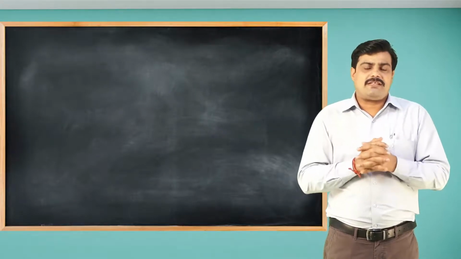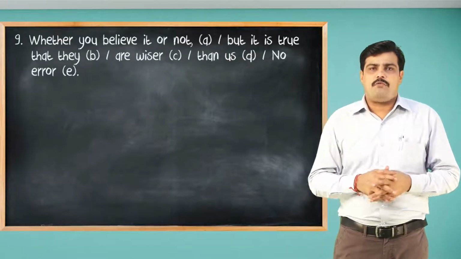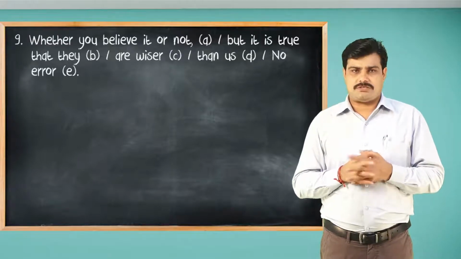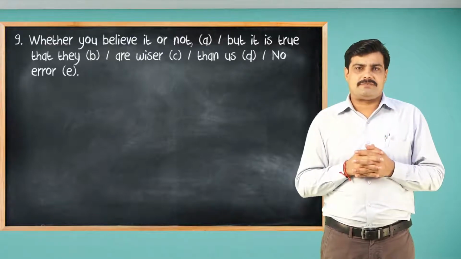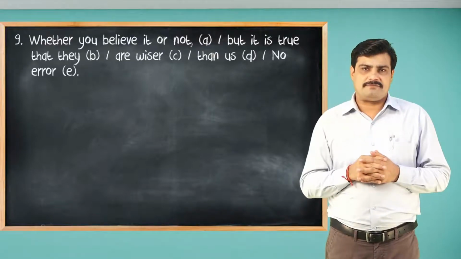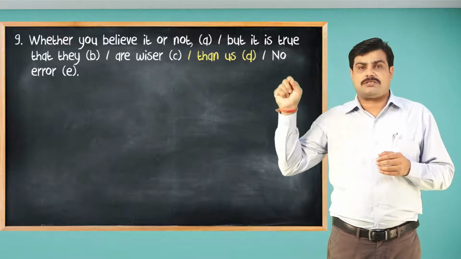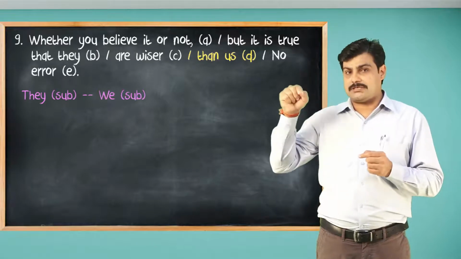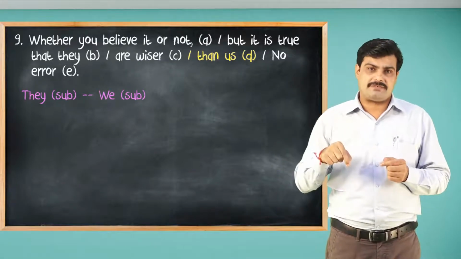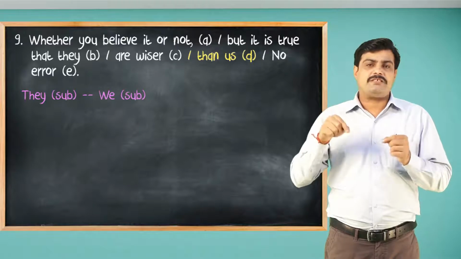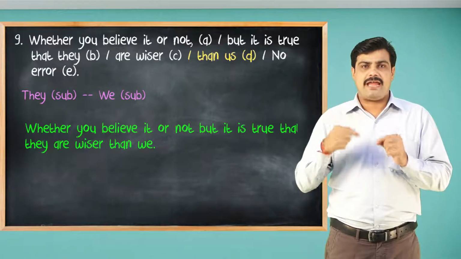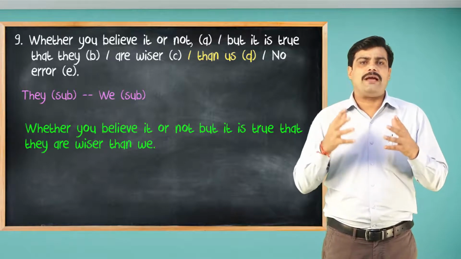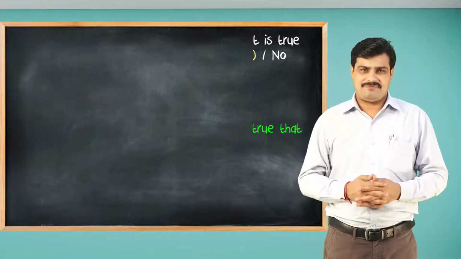Okay, now let us take another sentence. Whether you believe it or not, but it is true that they are wiser than us. Here in this sentence, there is a comparison mistake. They are wiser than us. They is in subjective case, so the pronoun us must be in subjective case. Okay, so that must be replaced by we. So we should say: whether you believe it or not, but it is true that they are wiser than we.